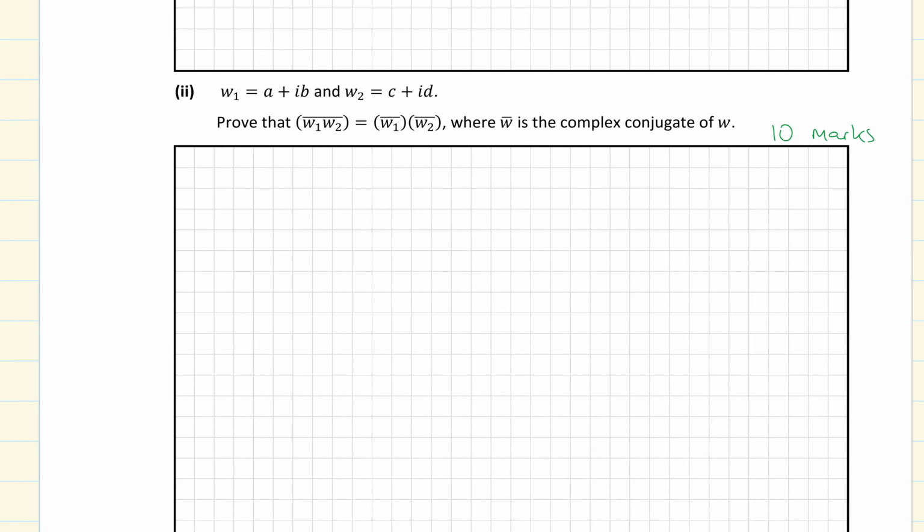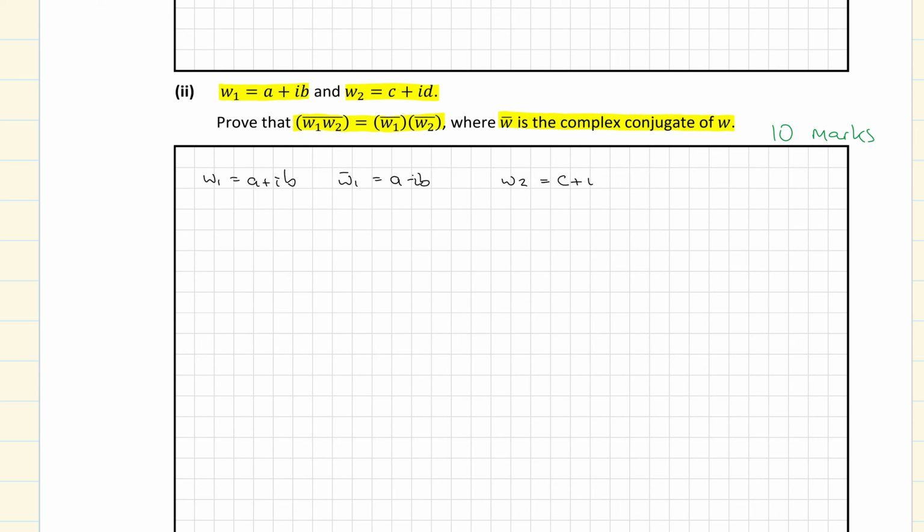And now our last part, part D. They've given us W1, W2, and they said to prove that the conjugate of W1 by W2 is equal to the conjugate of W1 multiplied by the conjugate of W2. So a little bit of setup work to do beforehand, and they tell us W bar is the complex conjugate of W. So first thing I'll do is W1 is a plus ib. I'm going to find the conjugate of that. It'll be a minus ib.